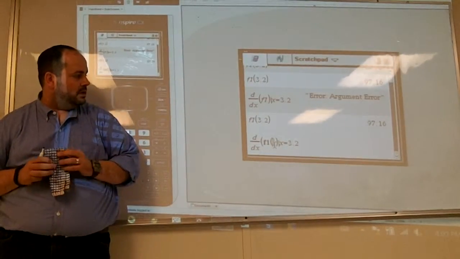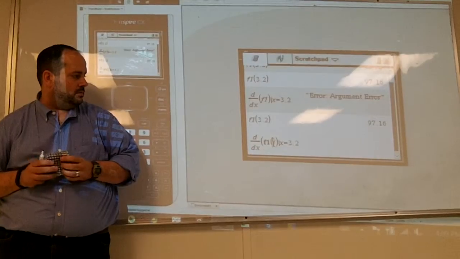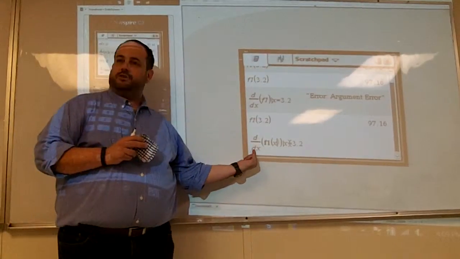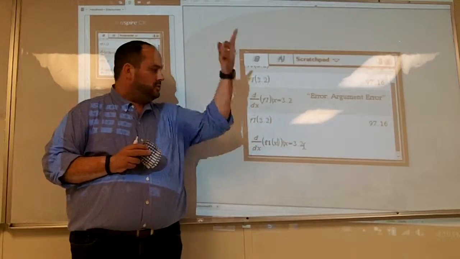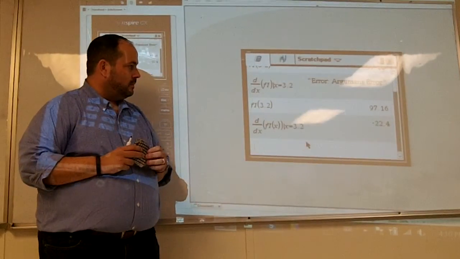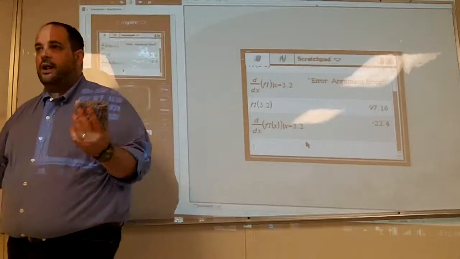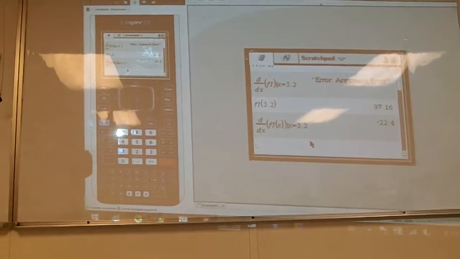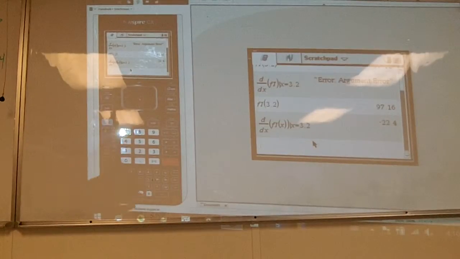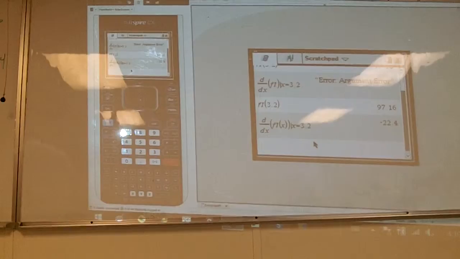How do you use f1? Just type x. So this is the derivative of the function that we're calling f1 at x equals 3.2. Hit enter. Negative 22.4. The same answer that you got on the graph. The same answer over here. Everybody okay? We are not going anywhere further with instantaneous rate of change, but I wanted to close out the week with some calculator skills.